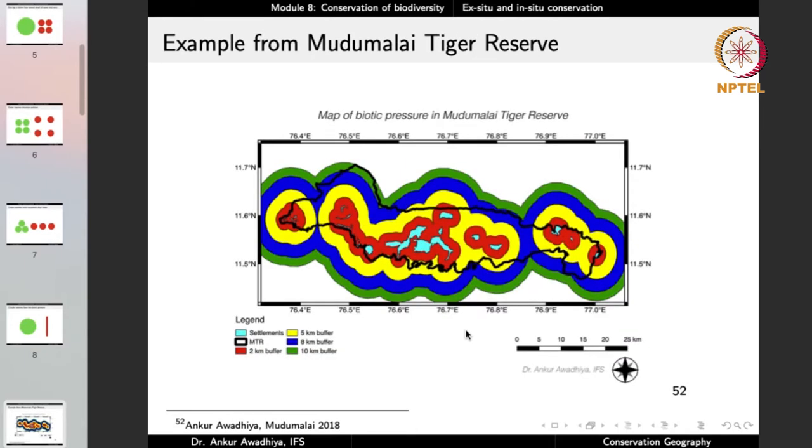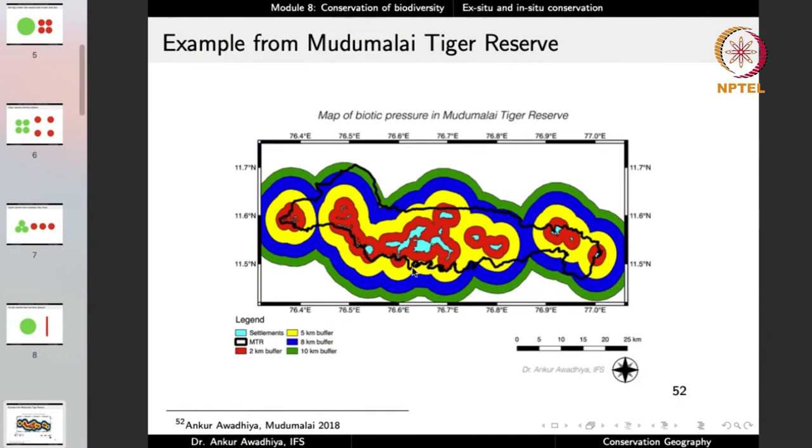Now, this is an example from Mudumalai Tiger Reserve. This black outline is the Mudumalai Tiger Reserve. These blue areas are the settlements inside. So in many circumstances, we do not have reserves that are completely free of human influences, but we might be having certain settlements inside. So people are living inside, people are doing cultivation, people are doing cattle rearing.